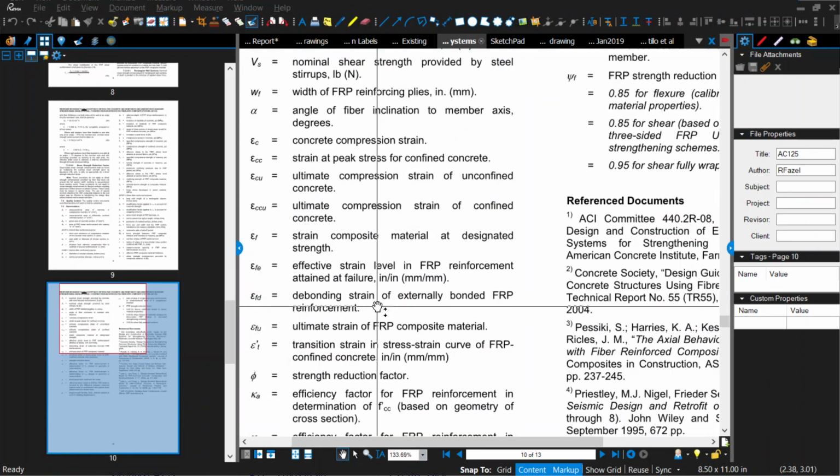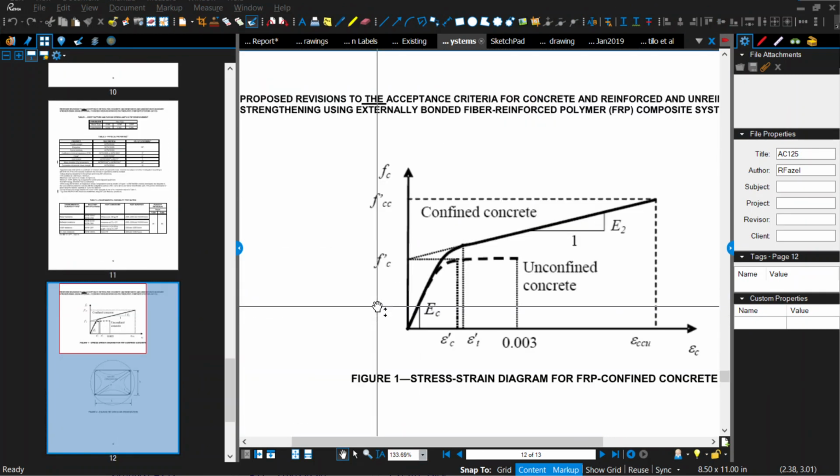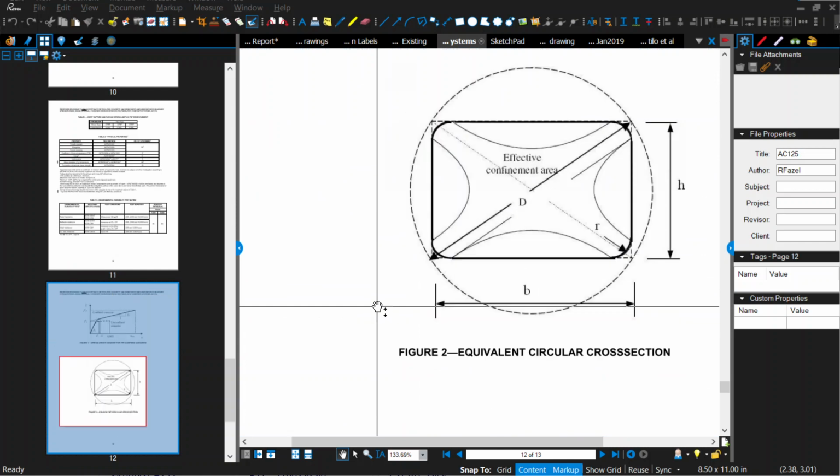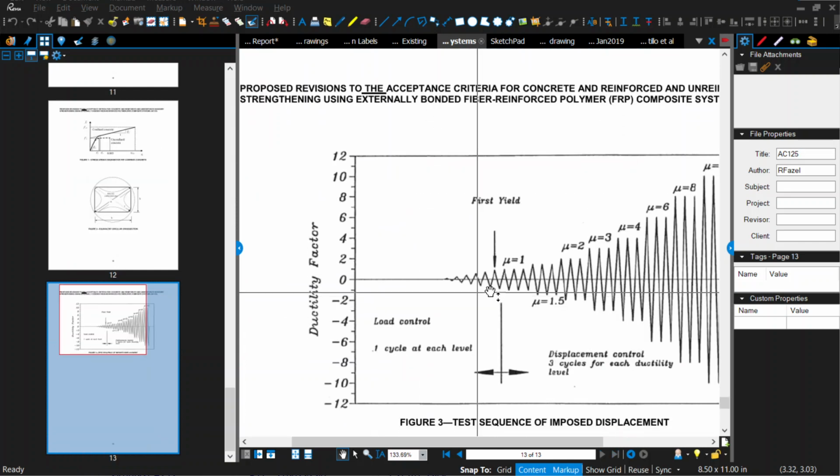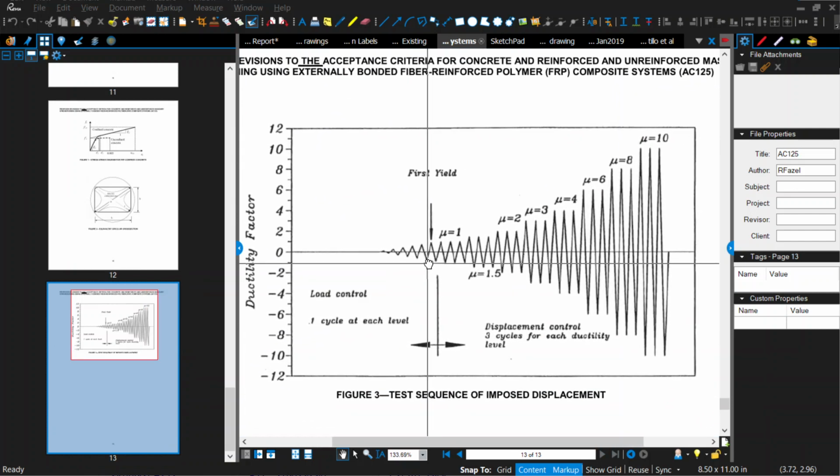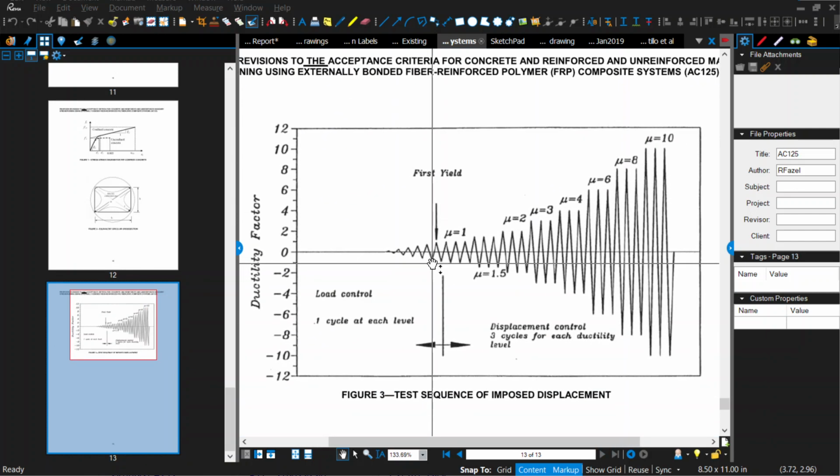It's one of the last pages. So this is AC 125, which tells you how you have to test things for seismic. This is the graph that they give you. This is mu, the Greek letter mu, and in this case it stands for the ductility factor. I believe mu equals 1 is where they define yielding, first yield.